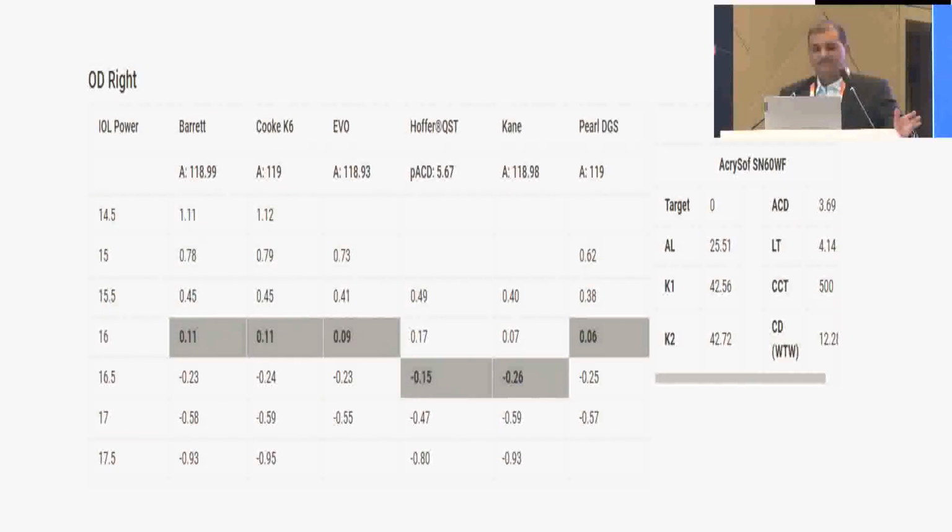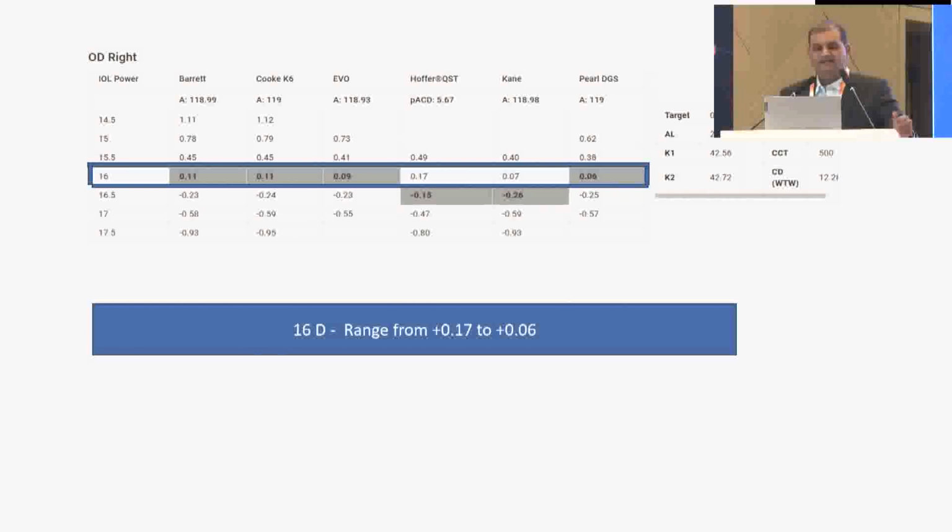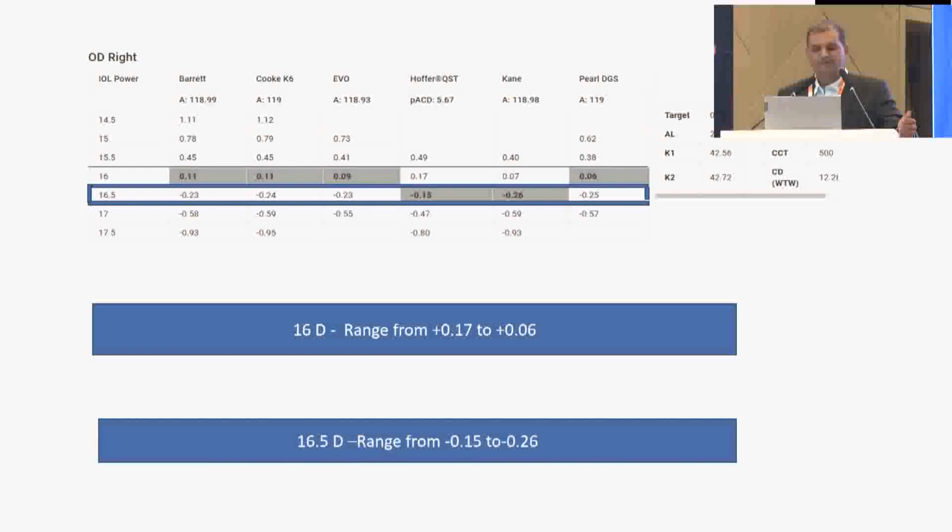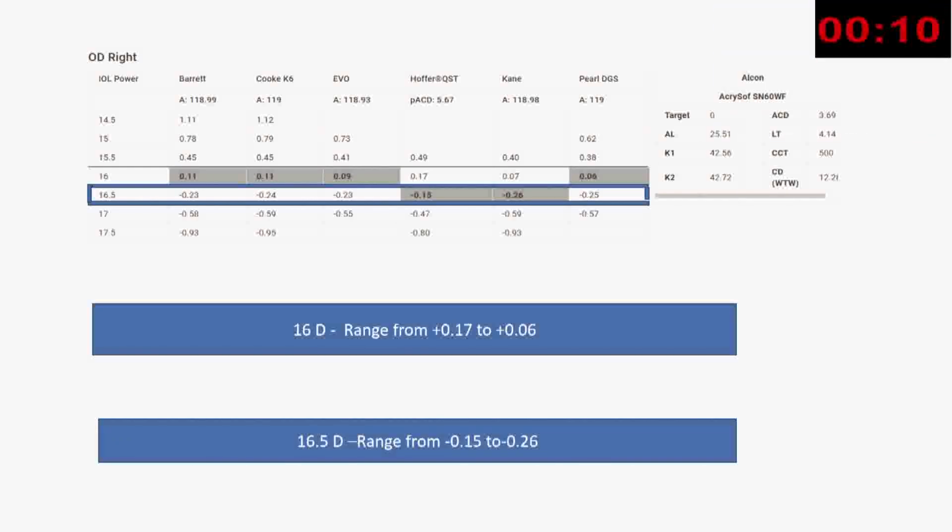So put this data, you will get the results. And suppose you go for the 16 diopter, calculate which is the range of the corrections in the different formulas. So plus 0.17 to plus 0.06. And this is 16.5, the range is minus 0.5 to 0.26.